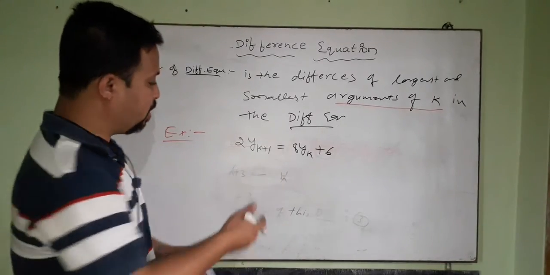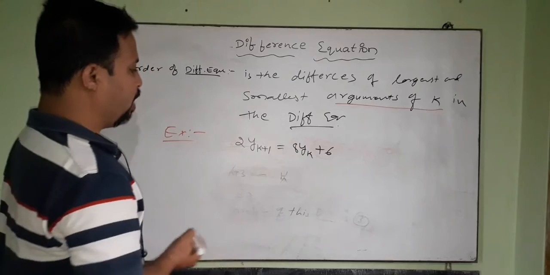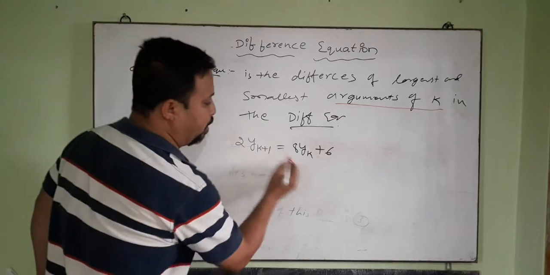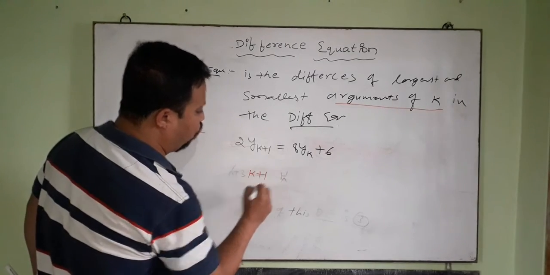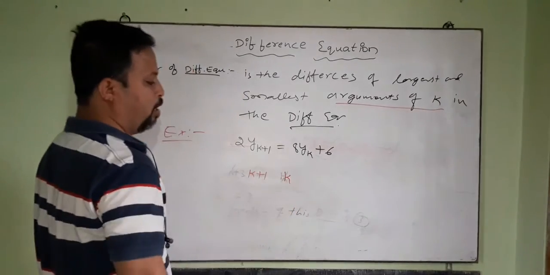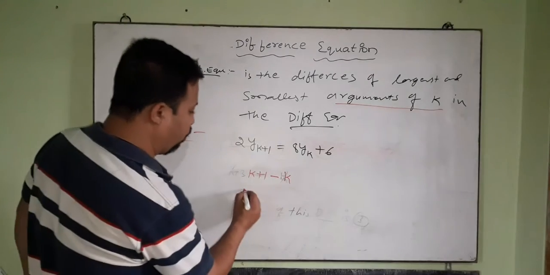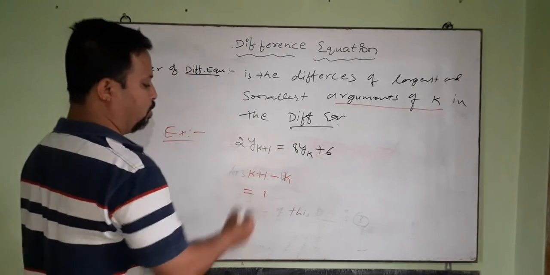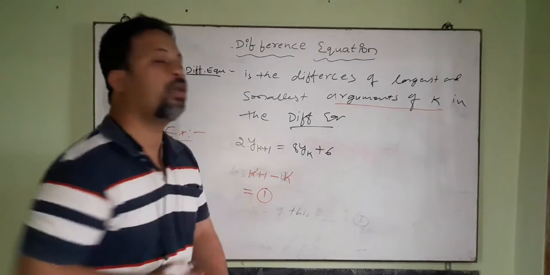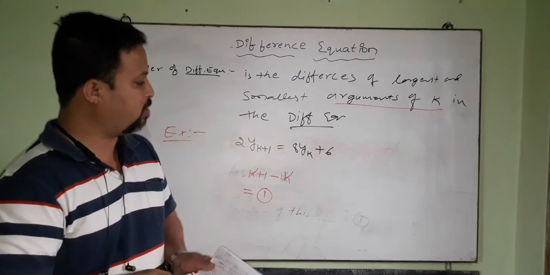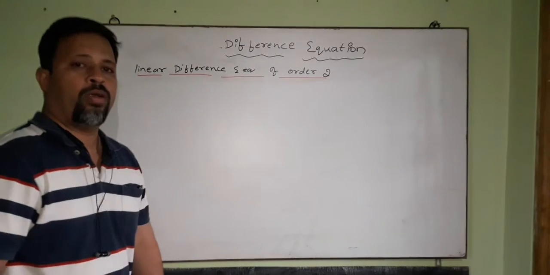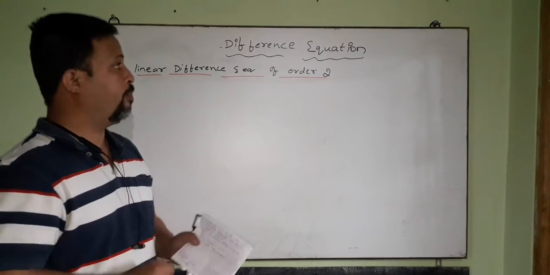Now, what is the order of this equation? What is the largest argument in this equation? The largest argument is k plus 1. And what is the smallest? That is k. If you take the difference, what will be our answer? Our answer is 1. So this 1 is called the order of the difference equation. In this way we can find the order of a difference equation.